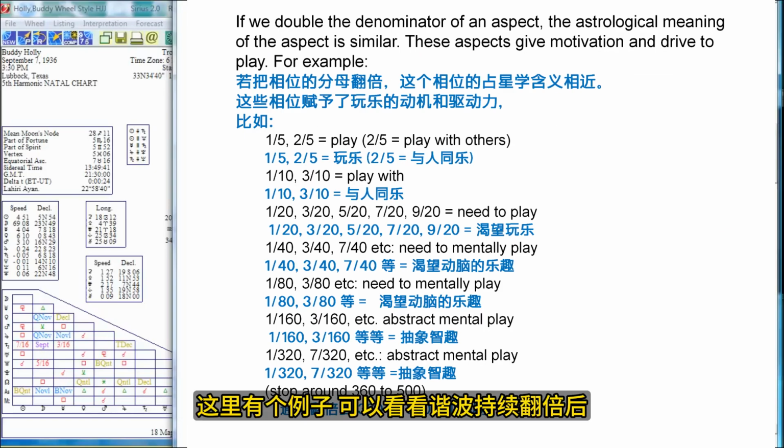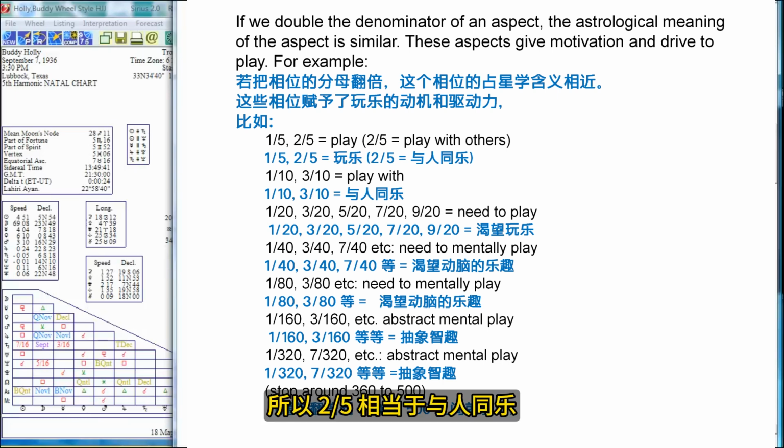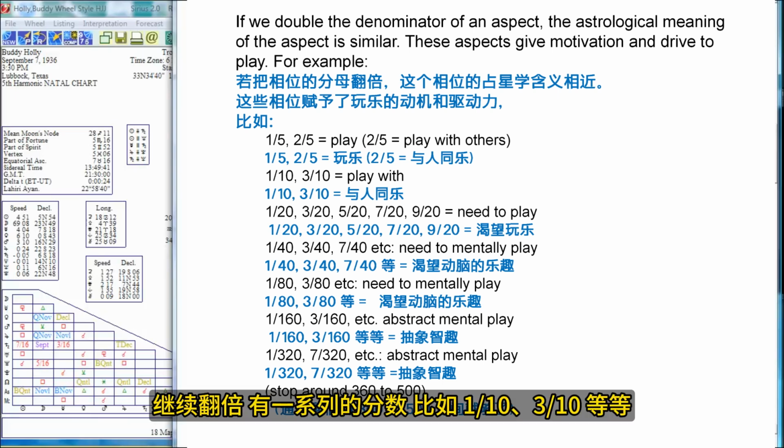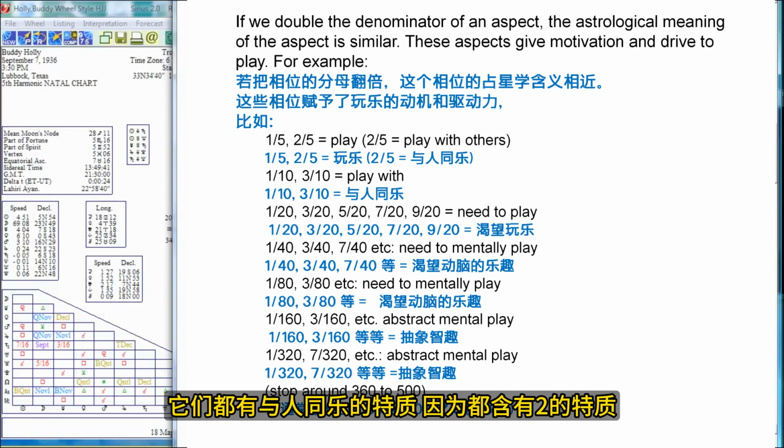Okay, and here's an example of the doubling, getting octaves of a harmonic. So you take 5, you double it. 5 means play. 2 means with others, essentially. It's like a polarity, so 2/5 is play with others. Then you double it, and you get play with others. So actually a 2/5 aspect and a 1/10 to 3/10 have some similarity of playing with others, because you have a 2 effect in both of these.